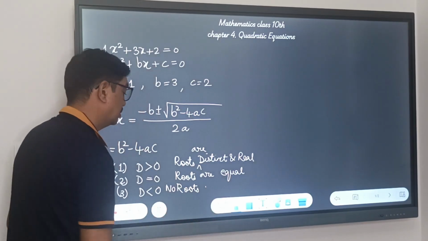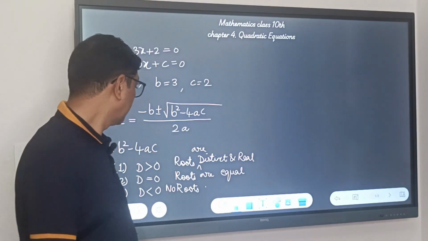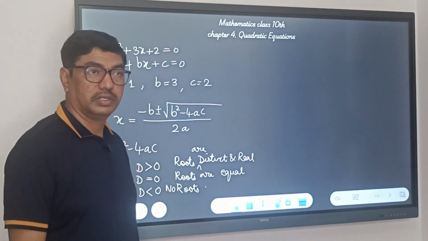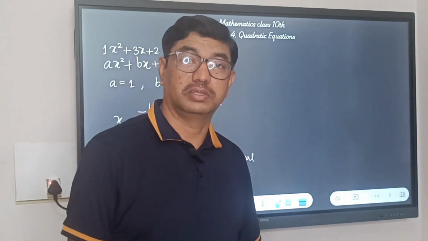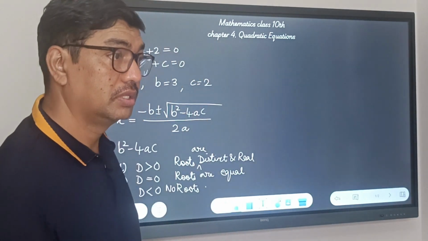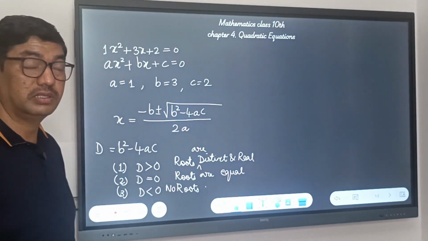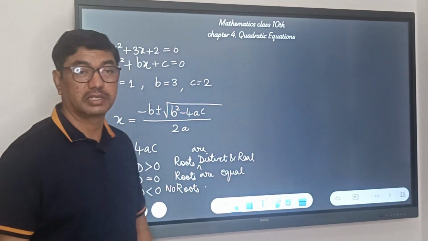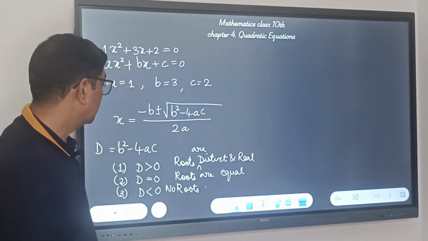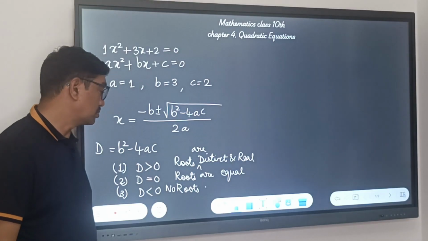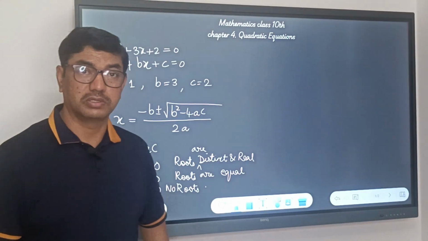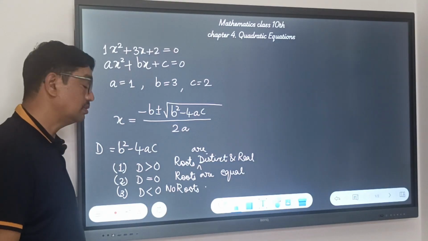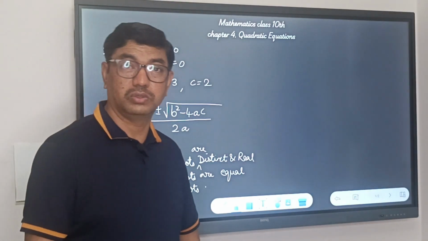In higher classes, when it's less than 0, it is called imaginary. You can get imaginary roots, but for the time being, for the 10th, there are three conditions. D is greater than 0, roots are distinct and real; d is equal to 0, that is b square minus 4ac is equal to 0, roots are equal; and less than 0, there are no roots.